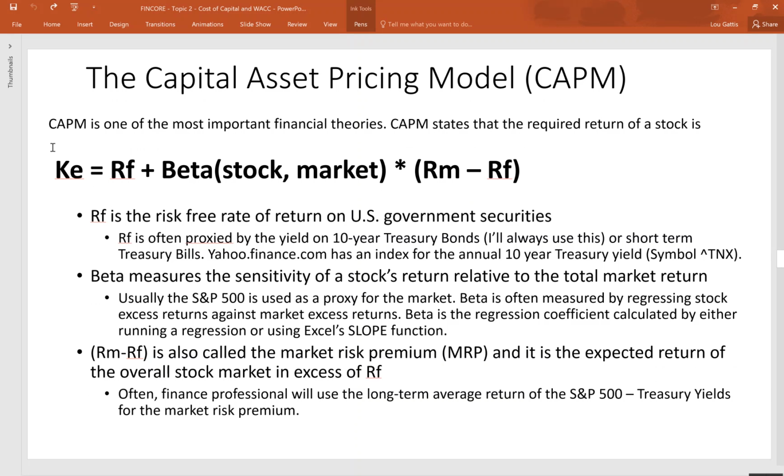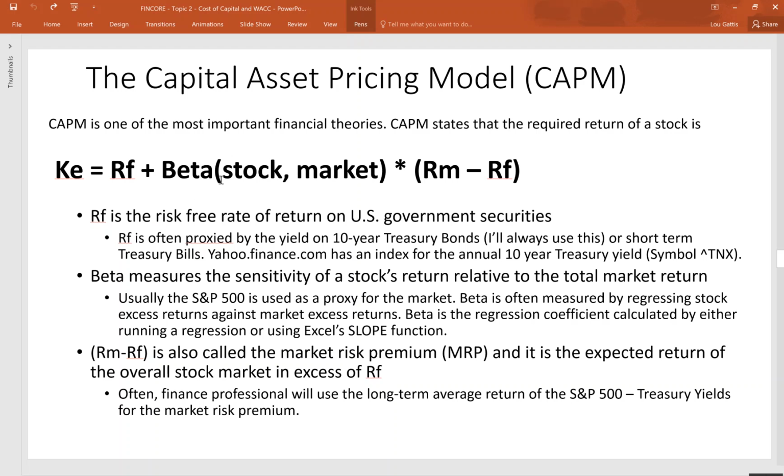Now the CAPM model gives this exact formula. KE is the cost of equity, the expected or required return on equity. It's the risk-free rate. I'm going to use the long-term treasury yield as the risk-free rate. So it's the risk-free rate plus a compensation for risk. That's what this last term is. Every risky asset pays at least the risk-free rate plus a compensation for risk. That risk is measured by beta.